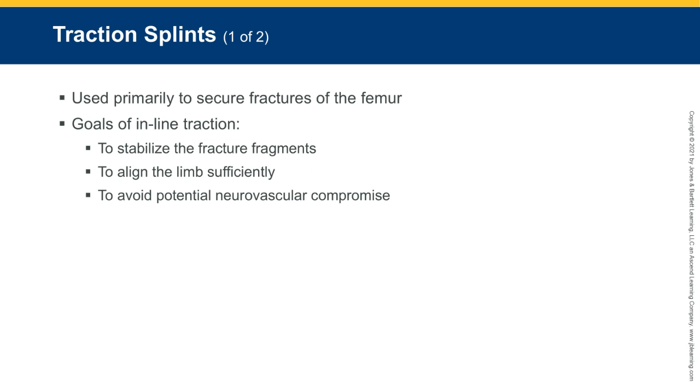Traction splints are primarily used for isolated femoral fractures. The main goals of inline traction are to stabilize fracture fragments, align the limb to reduce further damage, and prevent neurovascular compromise. When applying a traction splint, ensure that the patient is stable before proceeding with the application.